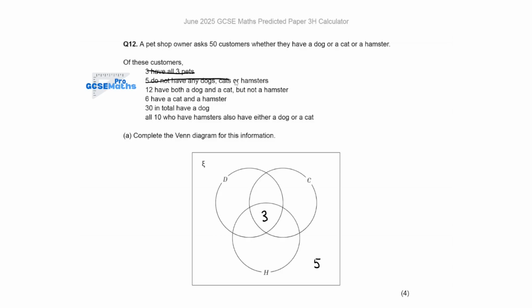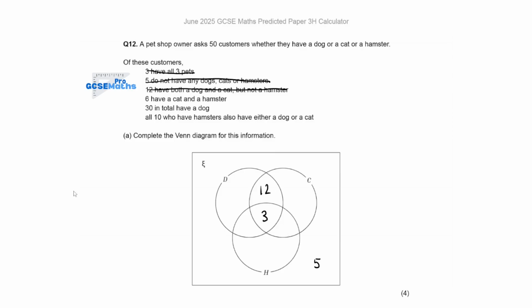None at all. 12 have both a dog and a cat, but not a hamster, so that would be just this section here, 12. 6 have a cat and hamster. Now, be careful of this. Do you see how the previous one mentioned they have a dog and a cat, but they do not have a hamster? The next one mentions a cat and hamster. It doesn't say that they don't have a dog though, right? So that's not just this section here. They could still have a dog.